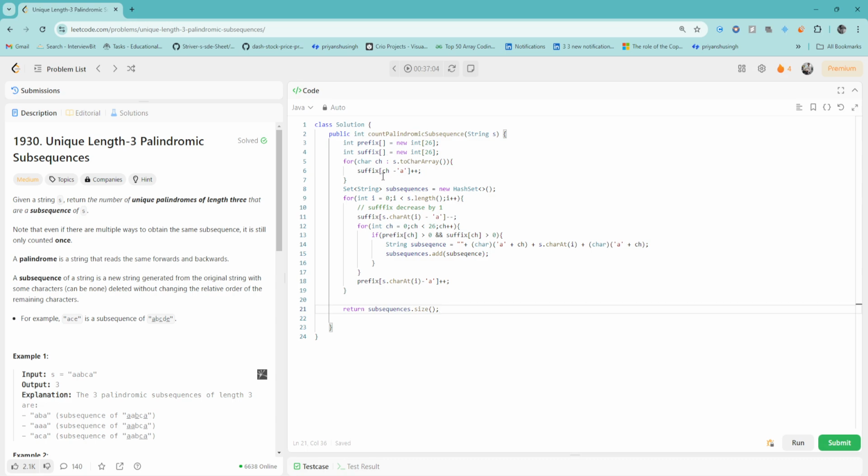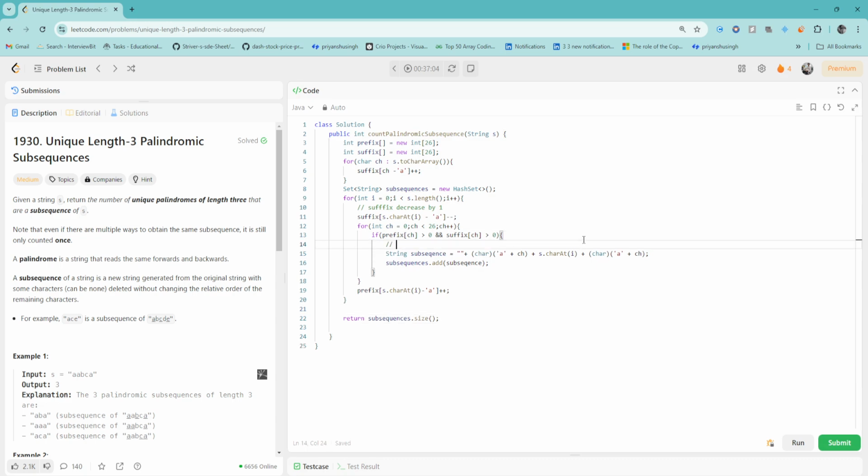So the prefix array is initialized to 0. We need the count of all the characters. We are using a suffix array, and for the suffix array, for the particular character, we are decrementing, correct. If there are characters that exist previous to this character and after it, then it would definitely form a palindromic subsequence. We are maintaining the XCX pattern here, that is correct, and we would add it in the subsequences set, which would maintain our uniqueness.